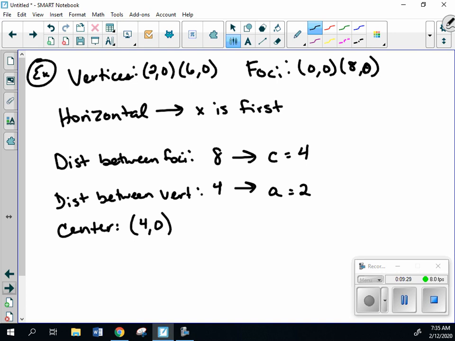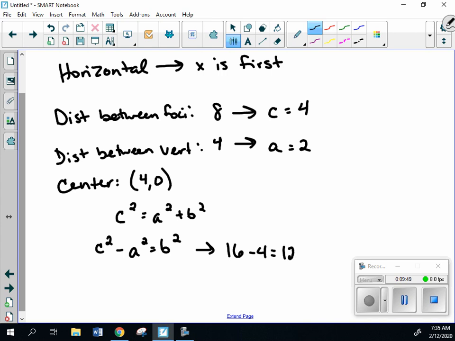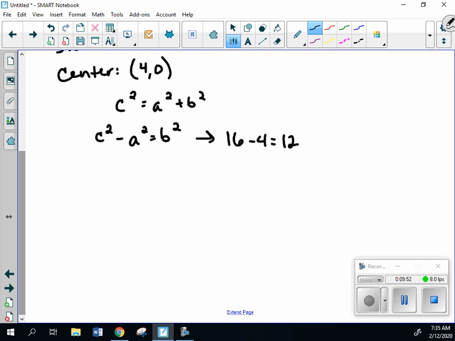So now we have enough information that we could pretty much write it out, except for we need that b squared. So again, c squared equals a squared plus b squared. So in my case, I'm going to do c squared minus a squared equals b squared. Remember, you just need the b squared, so it doesn't matter what b actually is. So we'd have 16 minus 4, which equals 12.